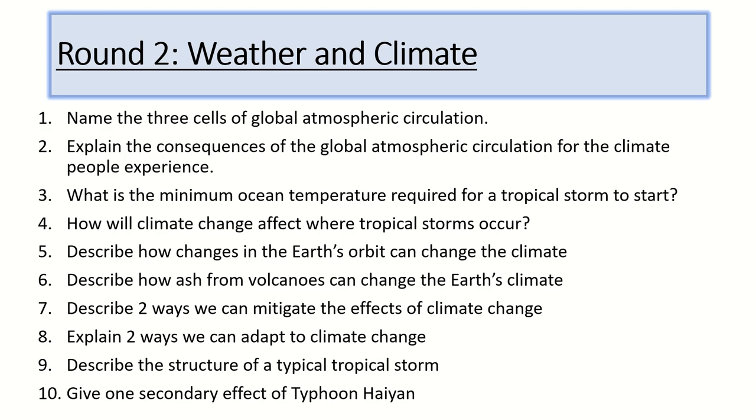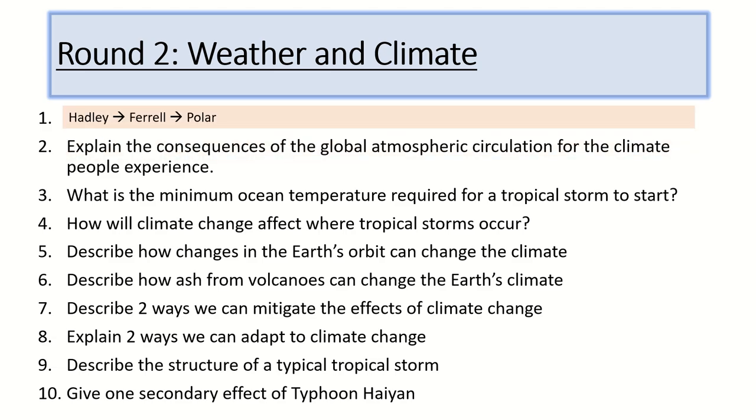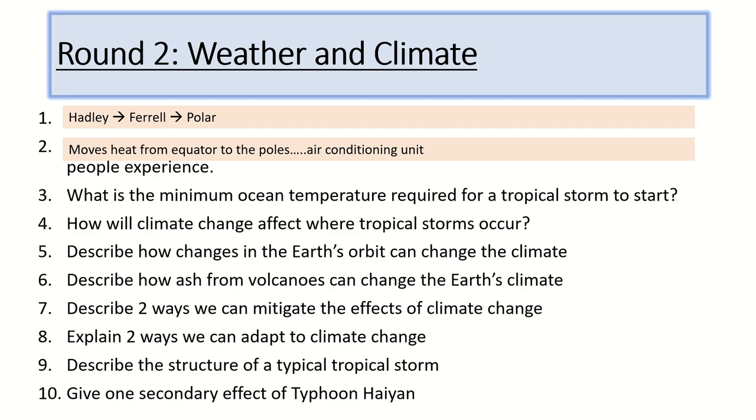Okay, so number 1, Hadley-Ferrel-polar cell. The whole point of atmospheric circulation is to move heat from the equator to the poles. It acts like an air conditioning unit. And if we didn't have atmospheric circulation, the equator would be far hotter and the poles would be far colder. And places like the UK and Europe would be far colder. This gives us heat, warm winds from the equator.